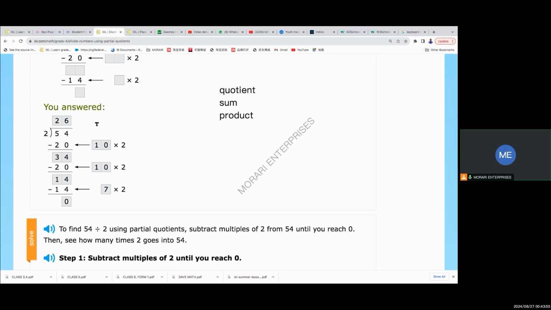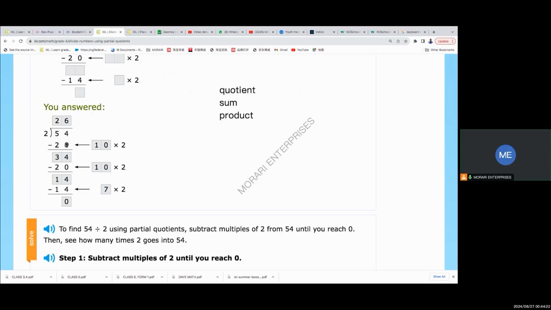So again, back to it. So partial division. So we're doing division using partial quotient. So quotient is an answer. So for example, you want to do 54 divided by 2. So why not start by breaking the number, right? So 54 divided by 2 is too big, right? 54 is too big. So okay, let's remove 20 and see.